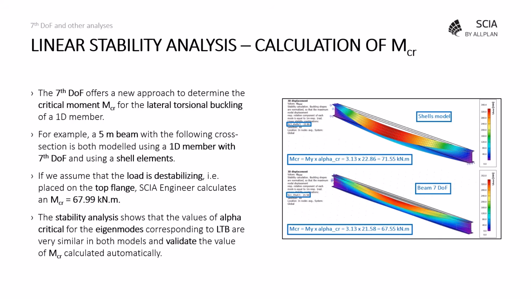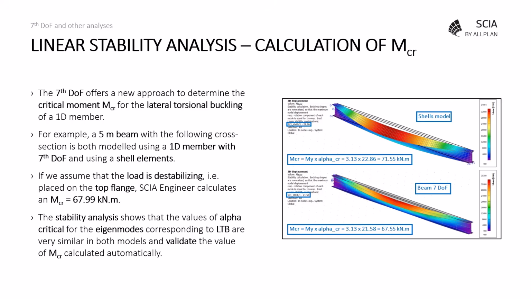Now, if we run a linear stability analysis on the beam and on the 2D shells model, we can see that the first eigenmode, which corresponds to lateral torsional buckling, has a very close alpha critical in both cases. For the shell model, the alpha critical is equal to 22.86, and for the beam model, it's equal to 21.58. And in both models, we know that the My, the biggest value for flexural moment in direction y, is equal to 3.13 kilonewton meter.